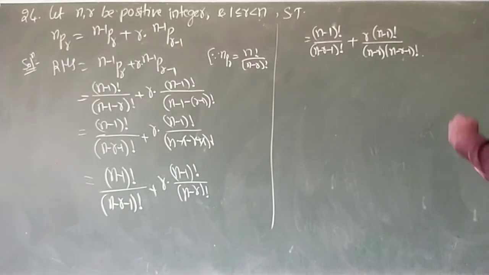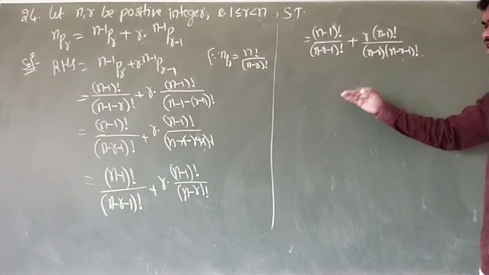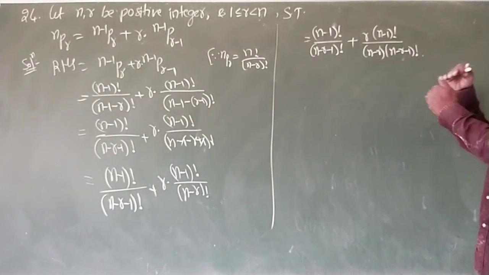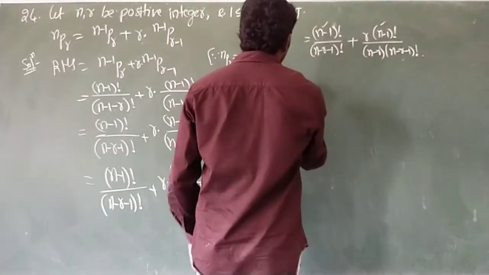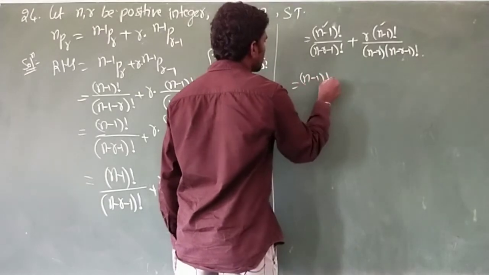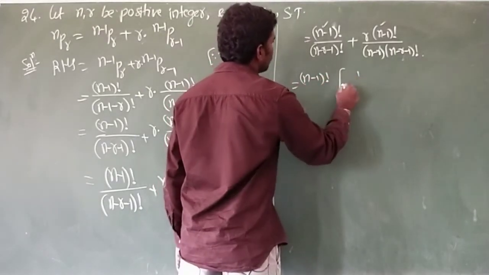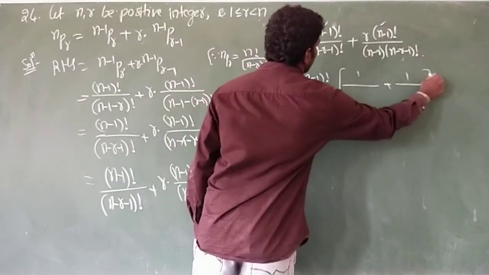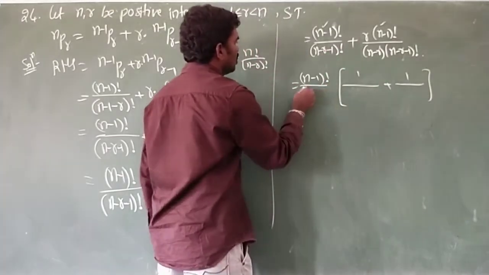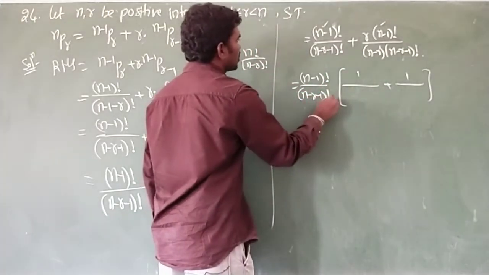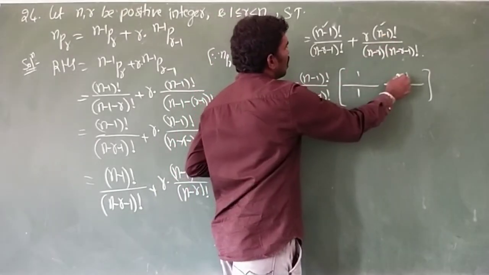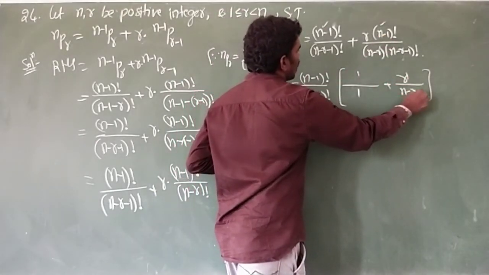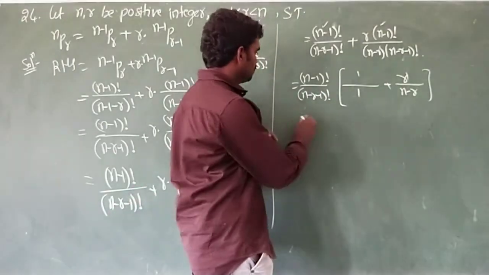Is it right? Same, suppose 5 factorial is there, it can be written as 5 into 4 factorial, like that. So in both terms what is common? In the numerator (n minus 1) factorial is common, then 1 by plus r by. In the denominator (n minus r minus 1) factorial is remaining. So here we get only 1 by 1, here we get r by (n minus r), and do cross multiplication.